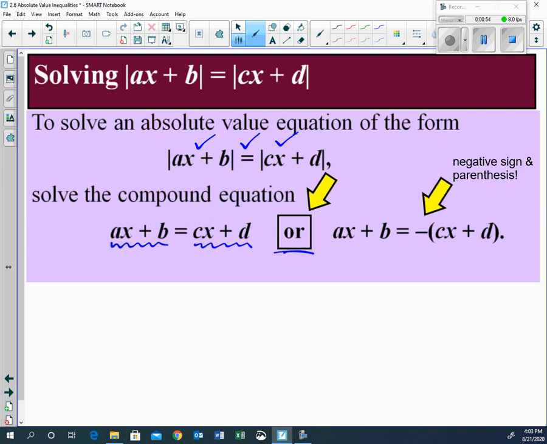The second case goes like this. It is, again, whatever is inside the absolute value from one of them, in this case the left one, equal to the opposite of whatever was inside. So there's that negative sign there. A lot of times you'll have to write parentheses if you've got more than one term inside the absolute value. And so that's what it looks like.